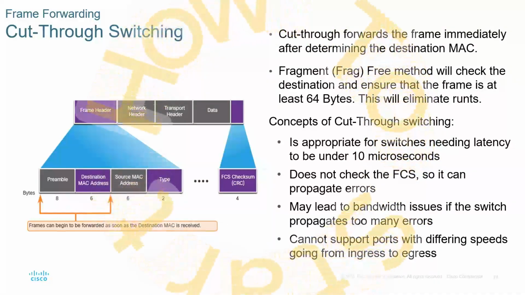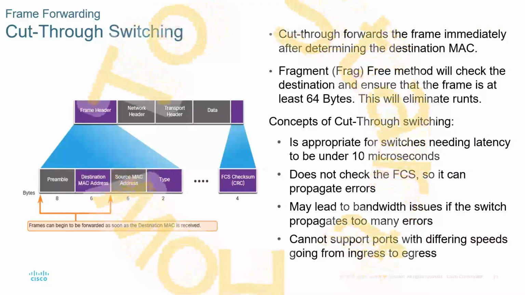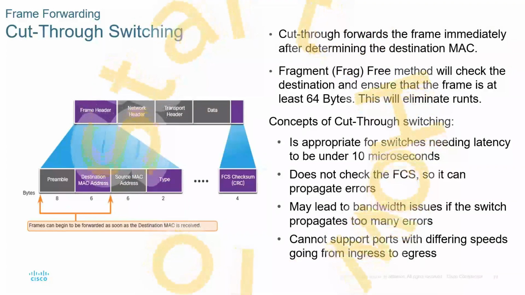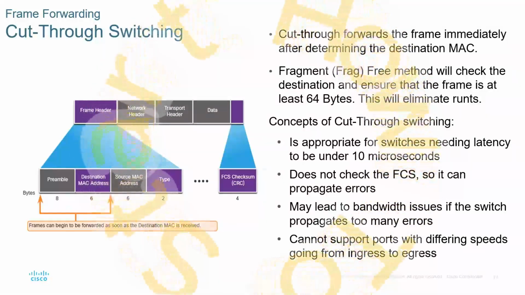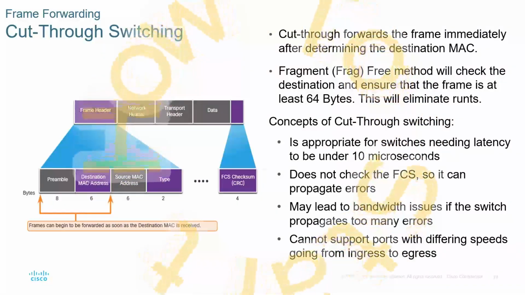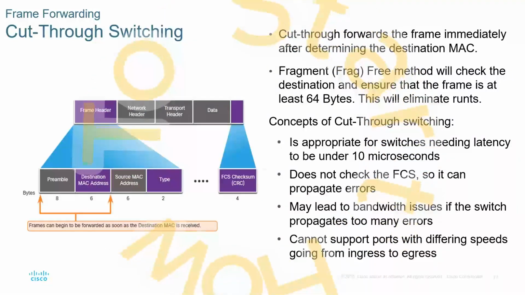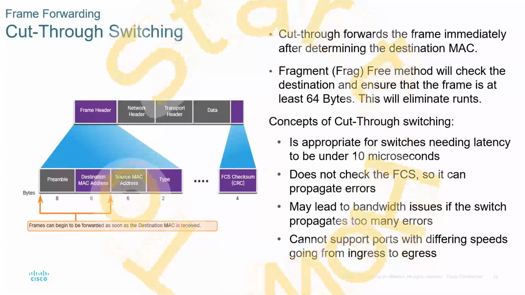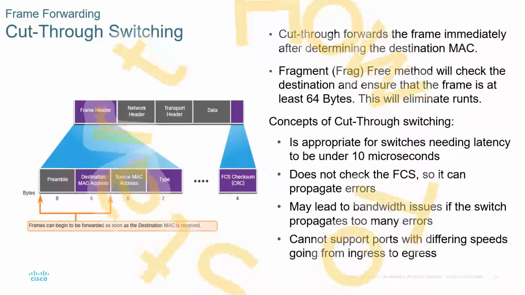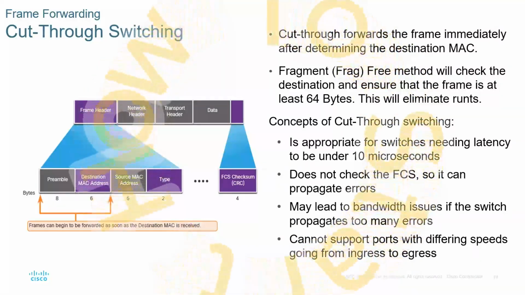However, because we may have different interfaces with different speeds, using cut-through switching may lead to bandwidth issues. Basically, if we have a bunch of incoming ports and we're trying to pump it out one specific egress point, that egress point may become overwhelmed. Also, cut-through switching cannot support ports with different speeds going from ingress to egress because, again, that congestion would build up. So they just don't allow it.